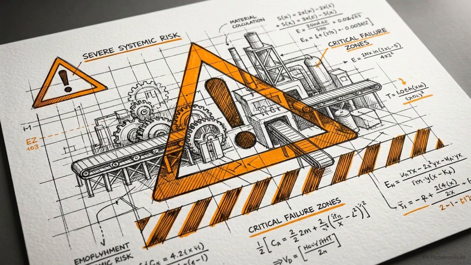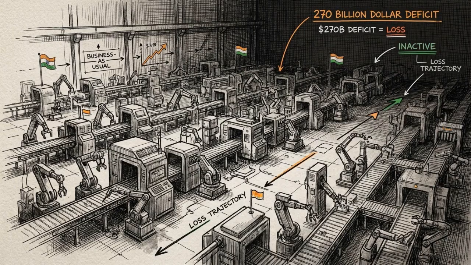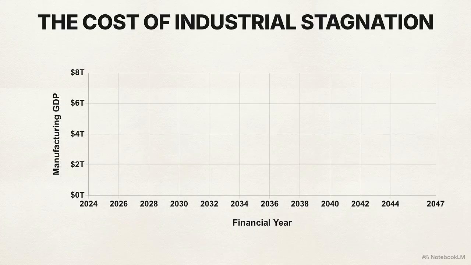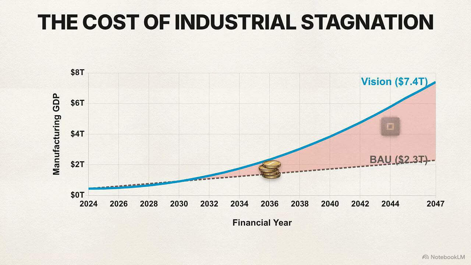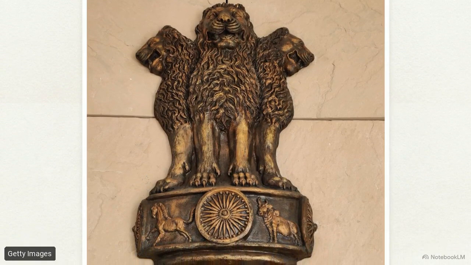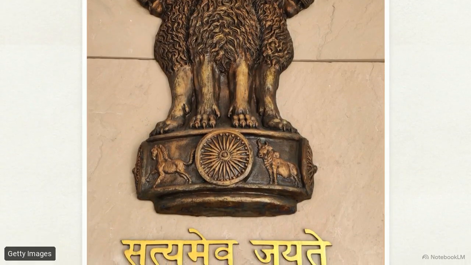Refusing to adopt this rigid architectural blueprint carries immediate and severe systemic risk. Maintaining the current business-as-usual trajectory leads to a near-term penalty of roughly $270 billion in lost manufacturing GDP by 2035. That failure compounds. By 2047, the mathematical deficit expands to a loss of $1 trillion. The monetary loss is paired with structural vulnerability. It leaves the economy exposed to external supply shocks and cements a permanent reliance on foreign intellectual property. Executing this blueprint provides the structural foundation for sovereign defense and long-term national resilience.